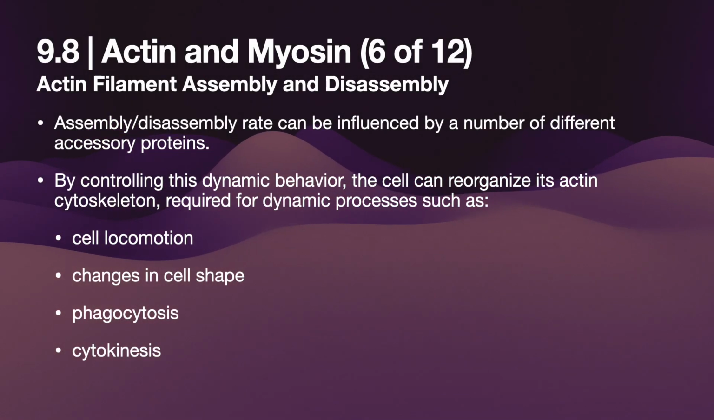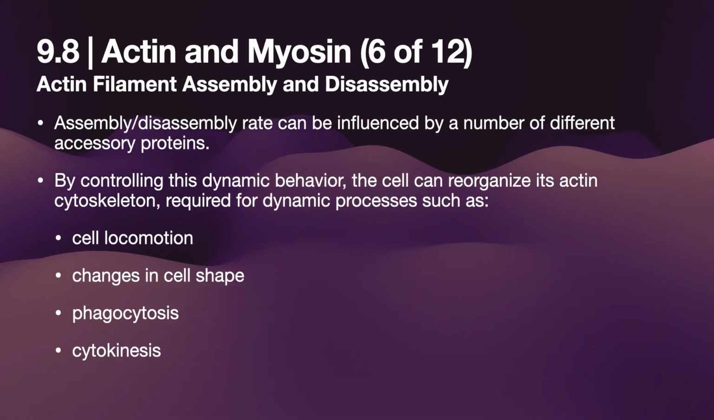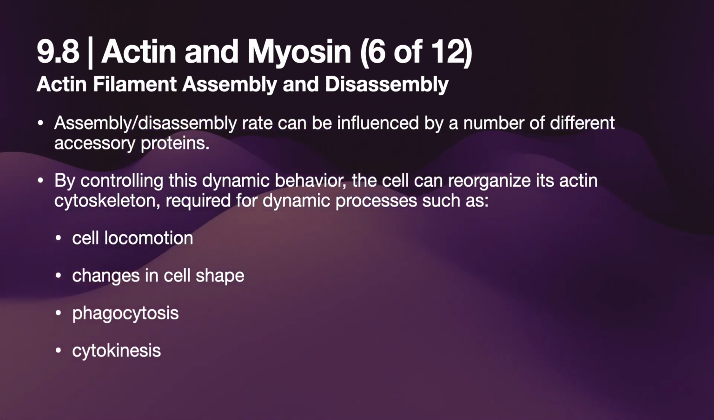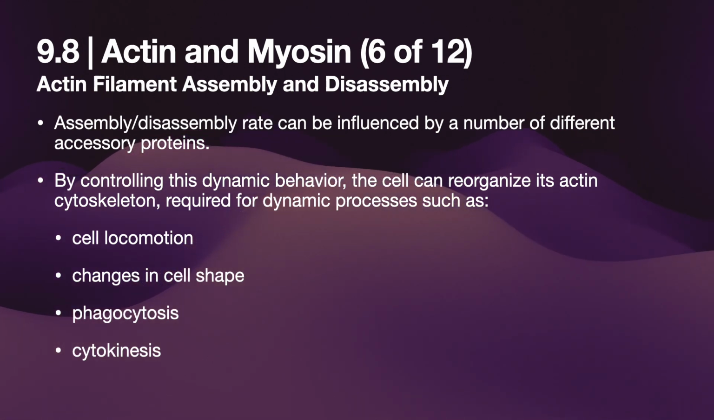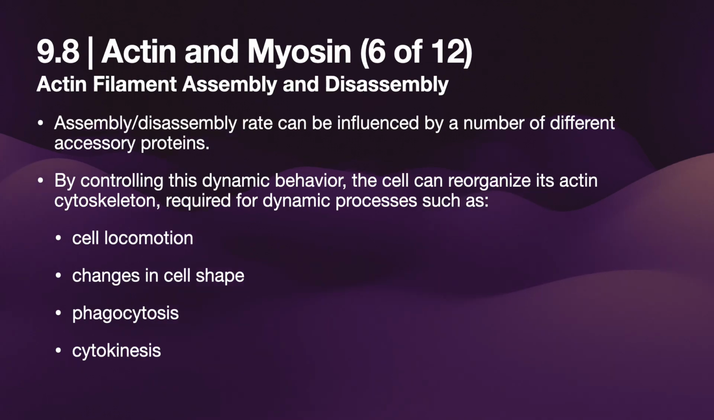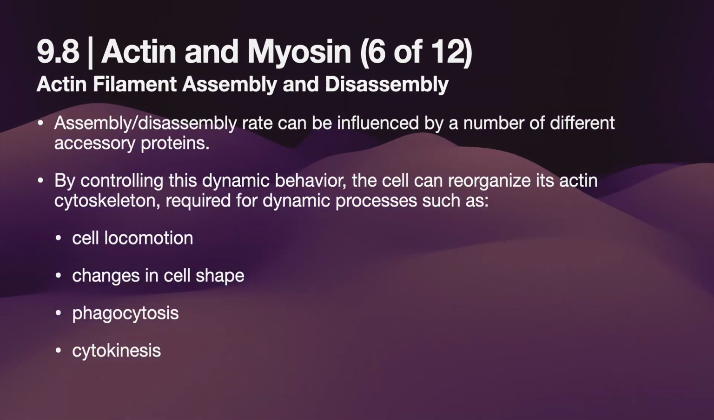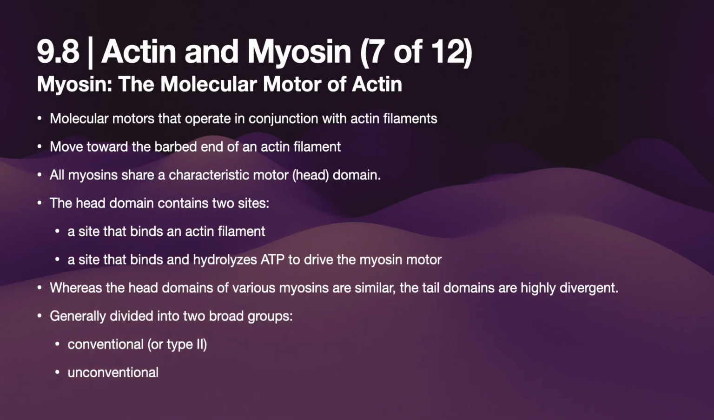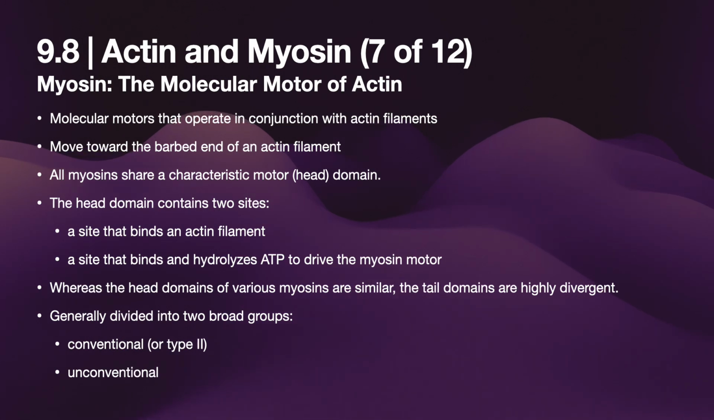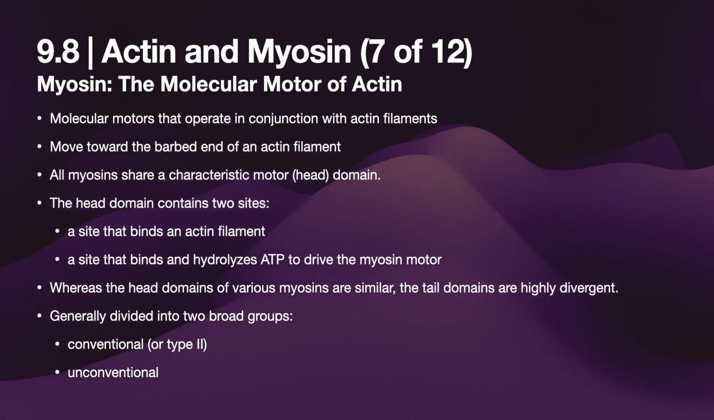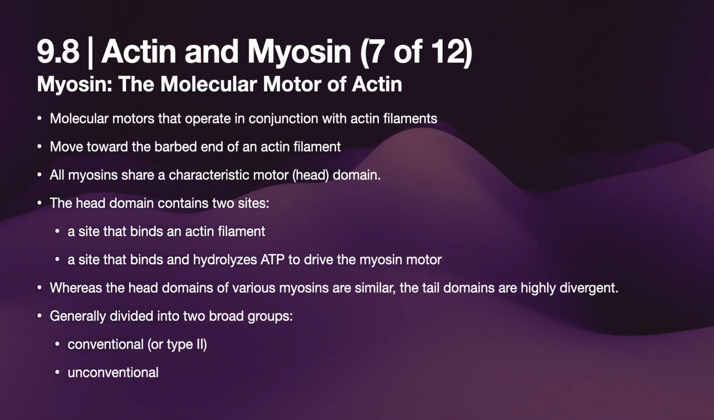These processes can be influenced by a number of different accessory proteins. By controlling this dynamic behavior, the cell reorganizes its actin cytoskeleton as required for dynamic processes such as cell locomotion, cell shape changes, phagocytosis, and cytokinesis. Myosin is the molecular motor of actin. Molecular motors operate in conjunction with actin filaments. They move toward the barbed end of an actin filament.